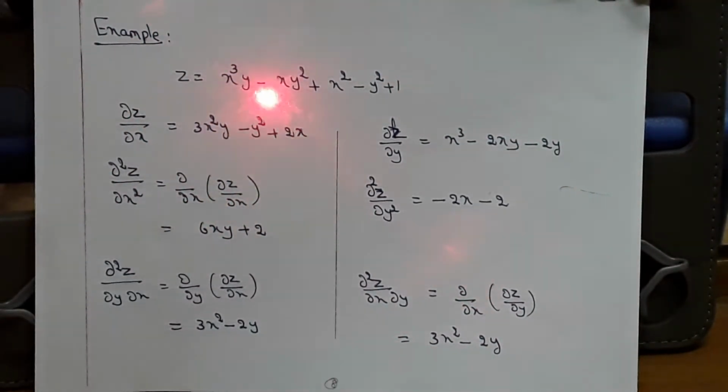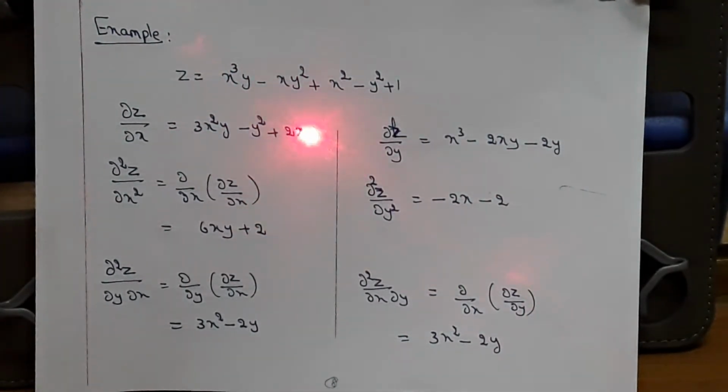So we know we have to treat the variable y as constant. So differentiate x cube: 3x square y. Here y is constant, so y square into x, differentiation is 1. So minus y square. So x square differentiation is 2x, remaining all constant.